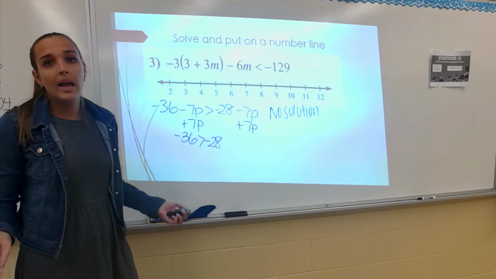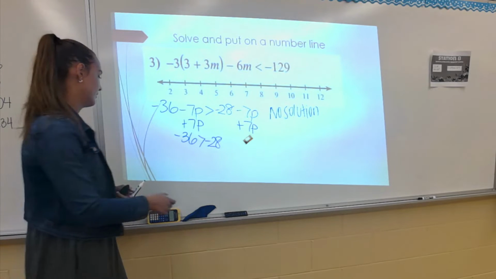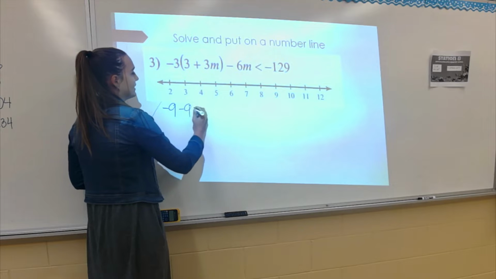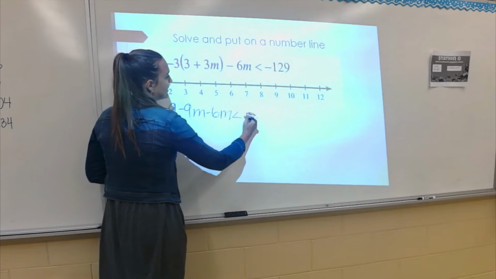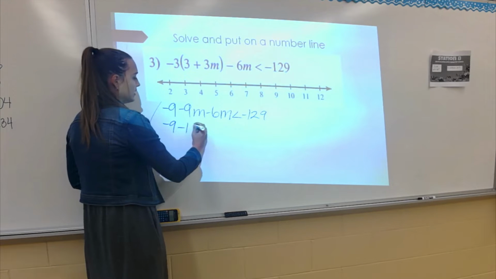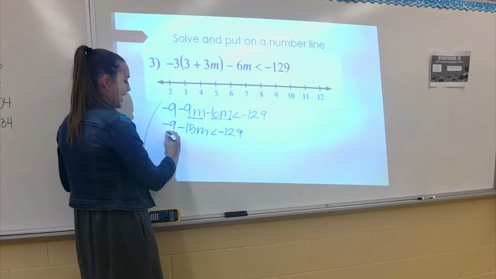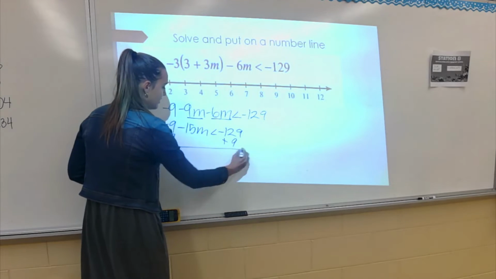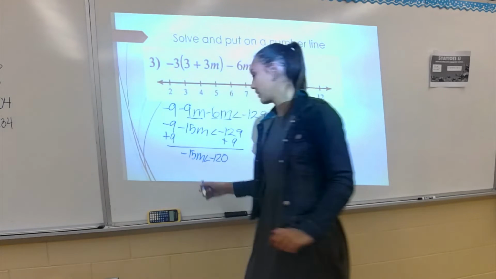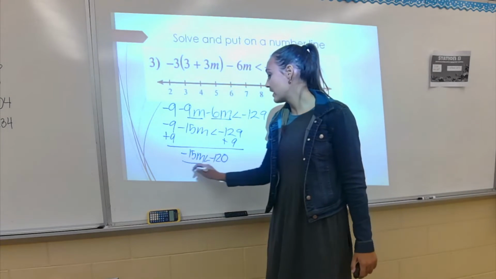Let's see another problem and determine if it's going to be a no solution, infinite solutions, or one of our regular problems. Again, we have a distribution problem. So I distribute, and I get negative 9 minus 9m minus 6m is less than negative 129. Combine our like terms, which are these two. Add our 9 over like we would for our regular equations. So now we have negative 15m is less than negative 120. And I'm going to divide by negative 15.